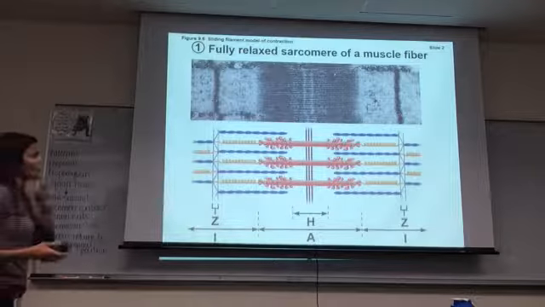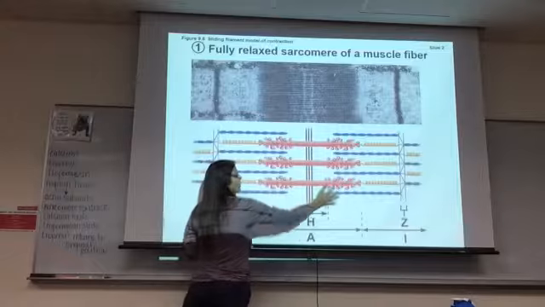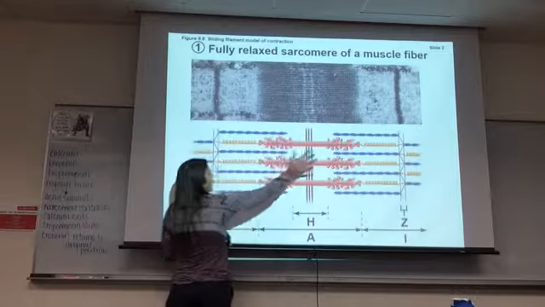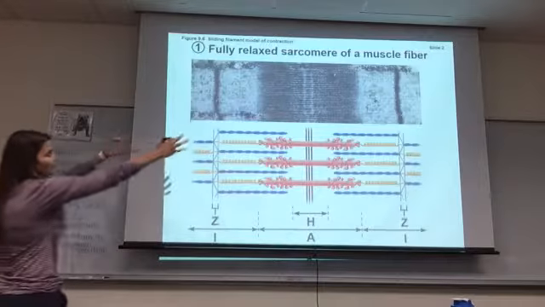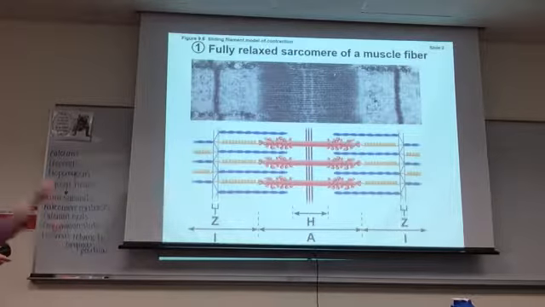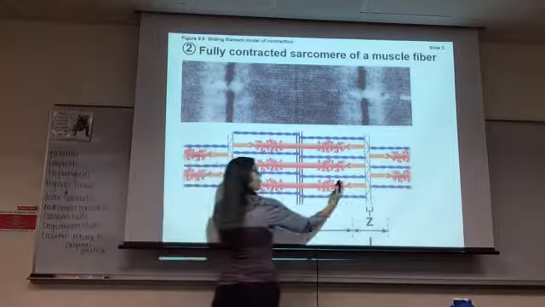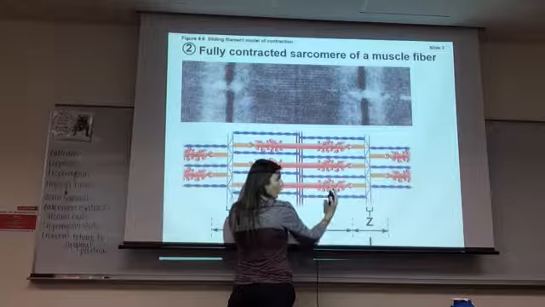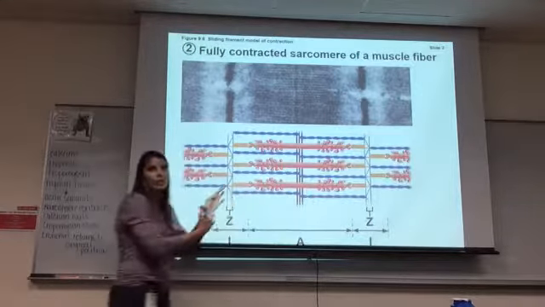Okay? So here, in a relaxed state, you have a solid H zone. You can see where the A band is. You can see a solid large I band. This is what that looks like relaxed. If you're looking at a photomicrograph, here is it contracted. You can see that there's much more overlap. So it's a bigger A band, and the I band is much smaller. So this muscle is contracted.